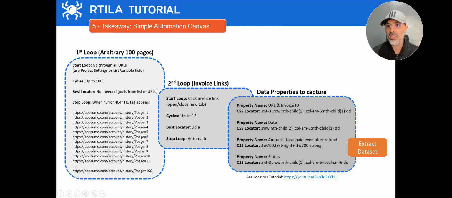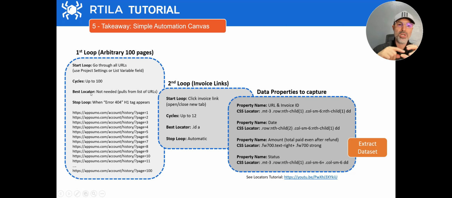In my case, it's up to 100 pages, that is the number of cycles. What is the best locator? In this case, when you're using a list variable, you don't need a locator because you already fed it the URLs. And then when will my loop stop? Either you put a programmatic stop, say stop at line 30, or it stops at the 100 pages if you do have 100 pages, or you can put a condition like I said, once the error 404 appears, stop. So now you covered the first loop. The first loop is safe.